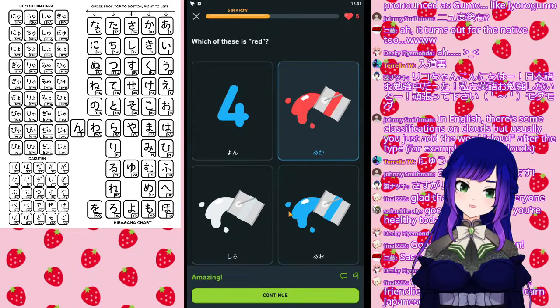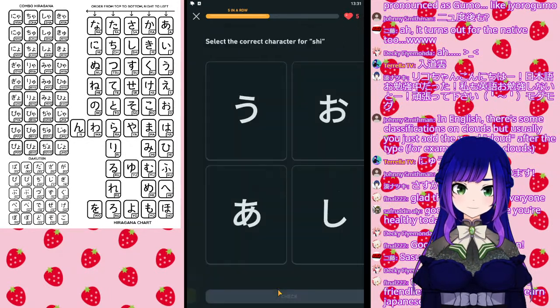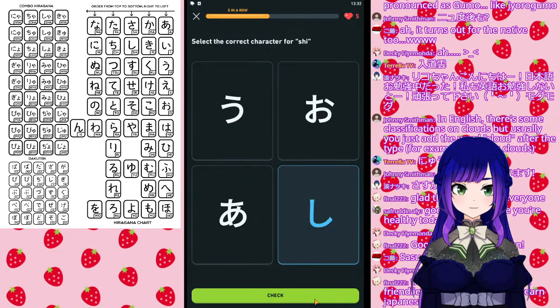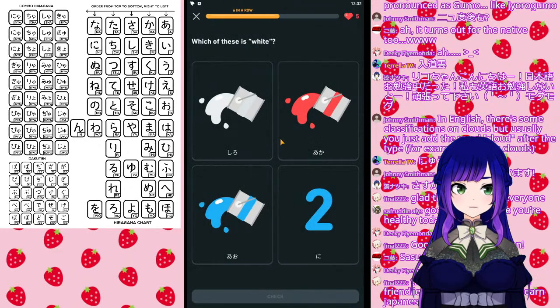Oh, what do you use? What app are you using? I think Duolingo is really good. Okay, let's go from top left: U, O, A, Shi. So Shi is bottom right. Which of these is white?